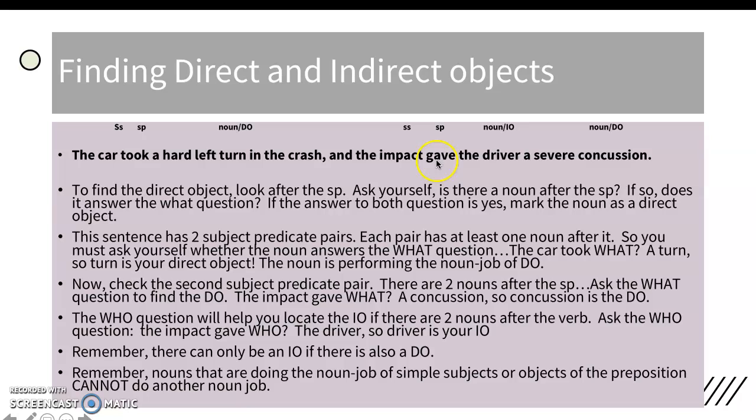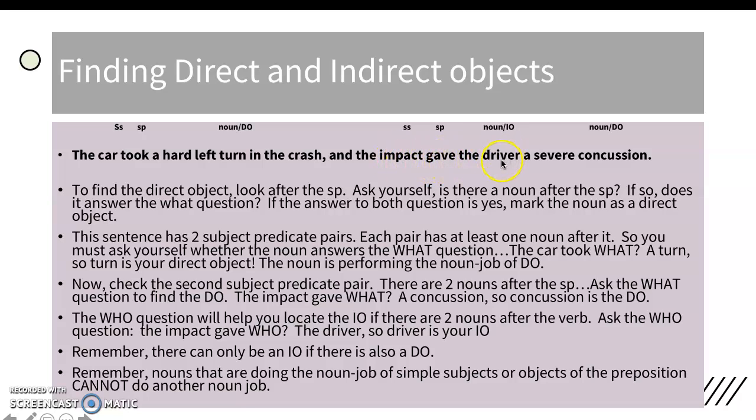The impact gave. We see 2 nouns here, one here and one there. So when there are 2 nouns, you may have an indirect direct object situation. If there's only one noun after the simple predicate, it cannot be an indirect object because you can't have an indirect without a direct, even if it answers the who question, which is generally the indirect object question. So let's check this one out.